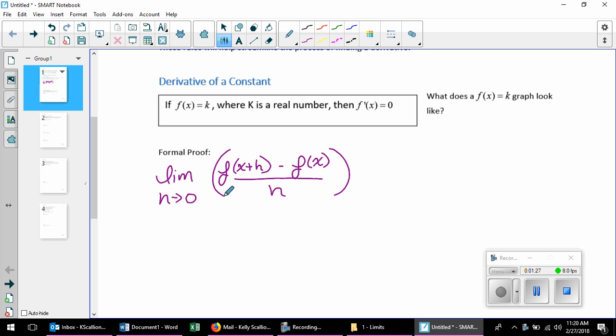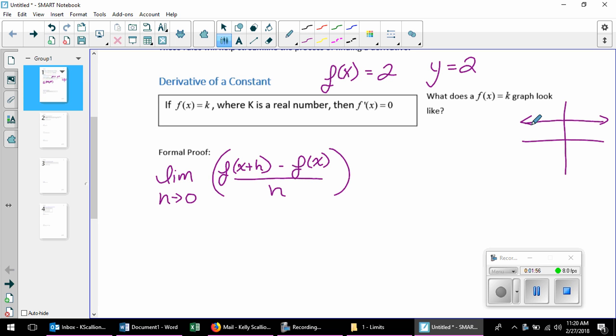If I have f of x equals 2, what kind of graph does that look like? A straight line, right? Horizontal, right? So that means for any x value, y is going to be 2. So it's going to look like that, right? You guys with me so far? You kind of have to have an idea of what it looks like for what I'm about to do.